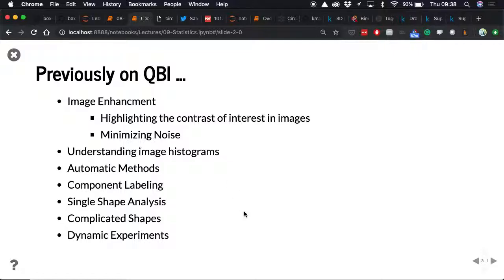Previously in this course, we covered image enhancement, segmentation techniques, shape analysis, complicated shapes, and dynamic experiments. The idea from all of this is that we've built up a set of tools that we feel comfortable with for a number of different types of problems. The first lectures were really to give you a tool set so that when you have an image problem, you can start applying tools to at least make the problem easier. You probably can't solve any problem you come across, but for a lot of the problems you run into, you can at least make inroads.